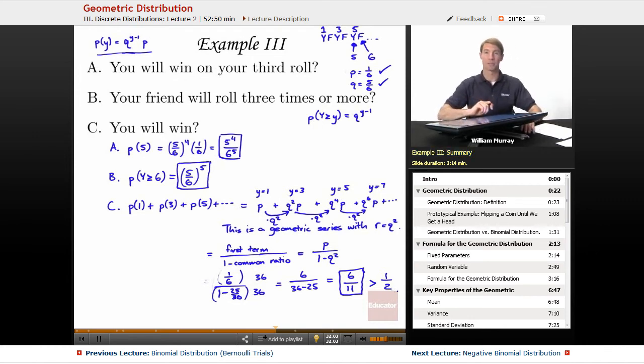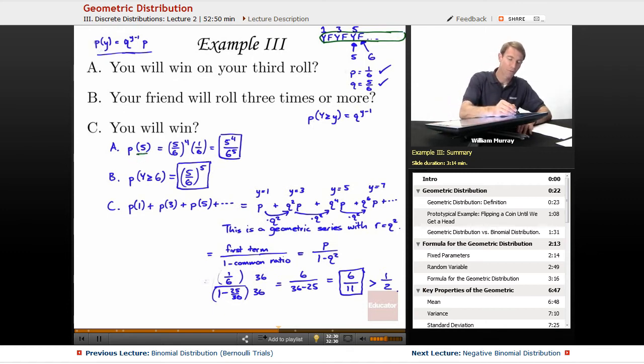So let me go over those steps again, make sure that everybody was able to follow them. The key thing here is we're playing this game where you roll and then your friend rolls, and then you roll and then your friend rolls. So you want to keep track of the turns of the game. It's sort of odd, even between you and your friend. Now, if you're going to win on your third roll, that is the 5th roll of the game. So that's why I put P of 5 here.